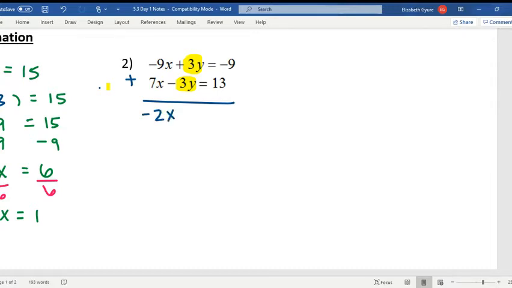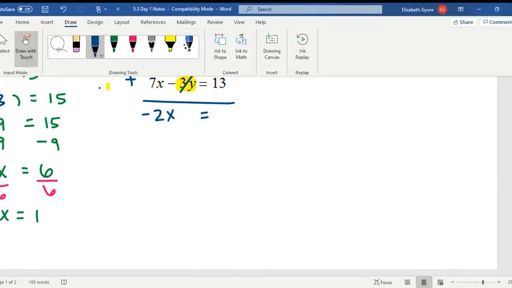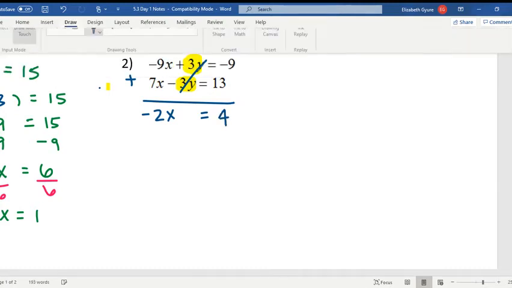What's going to happen with the positive 3y and the negative 3y? Yeah, they're going to cancel. I would just cross them out. Bring your equal sign down. And what is negative 9 plus 13? Yep, 4. Now, what do we do on both sides? Yep, we are going to divide by negative 2.